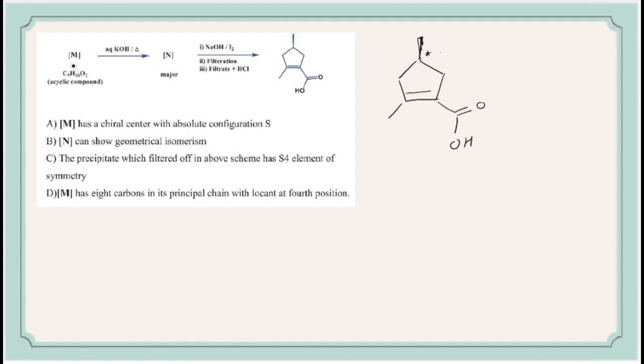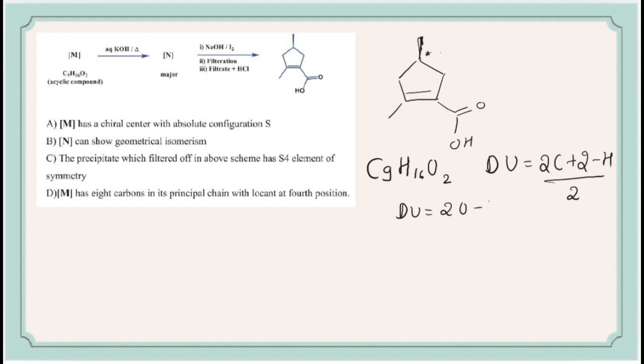First thing we do is calculate the degree of unsaturation for the reactant M. What is the molecular formula given here? C9H16O2. The degree of unsaturation is calculated by the formula (2C plus 2 minus H) divided by 2. When there is oxygen, we tend to ignore it. So 9 multiplied by 2 is 18, 18 plus 2 is 20, minus 16, divided by 2. That means the degree of unsaturation for the given molecule is 2.